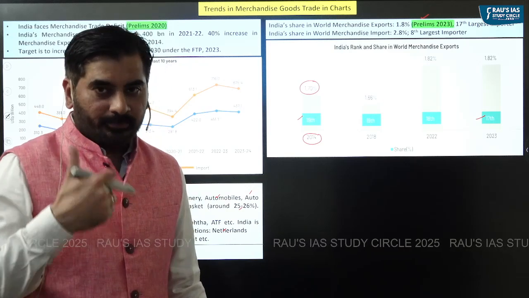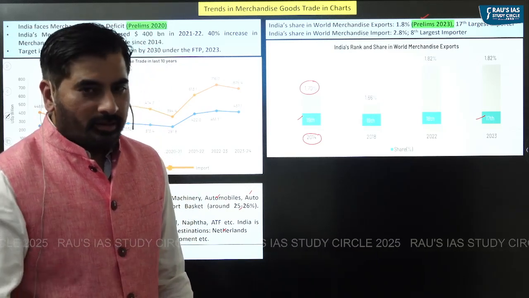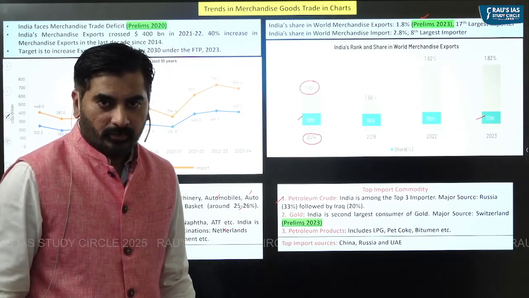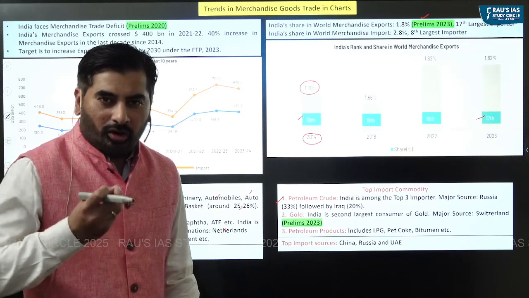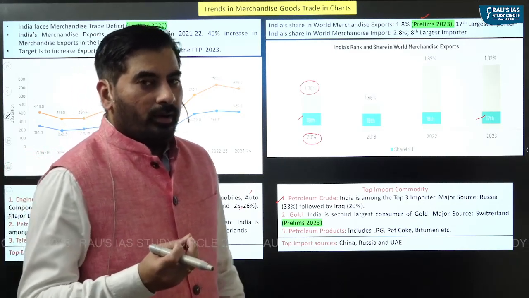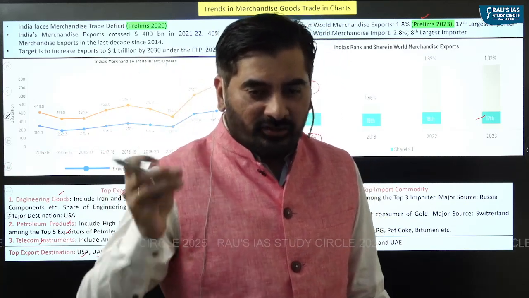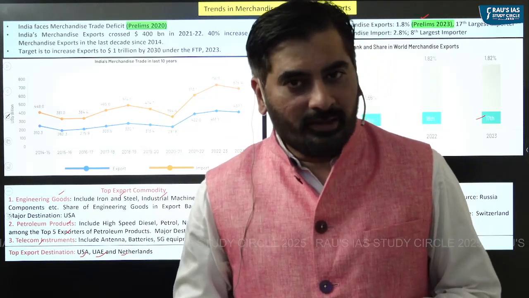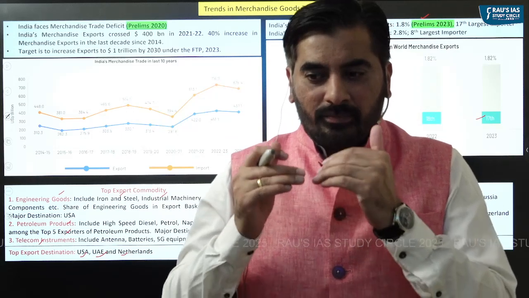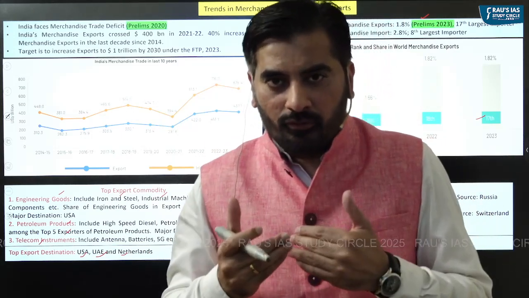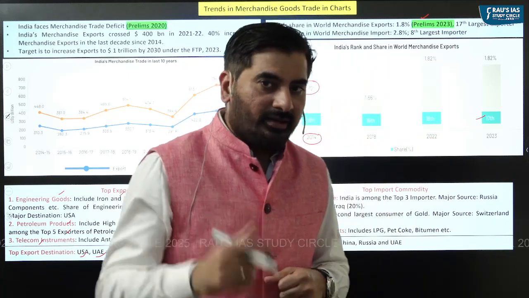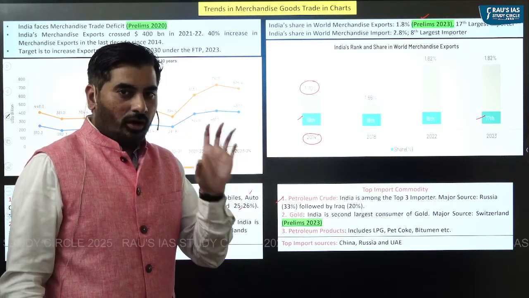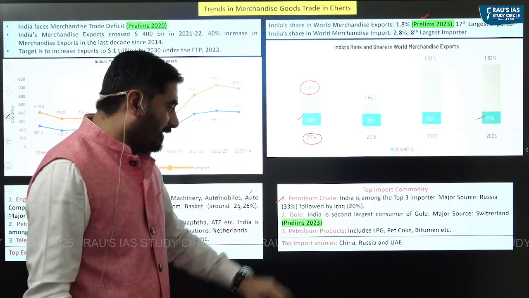As far as import of commodities is concerned, the topmost import commodity is petroleum crude. You must be knowing that because of the Russia-Ukraine war, because the US has put economic sanctions on Russia, India has been able to get crude oil from Russia at a discounted price. So over a period of time, the share of Russia in the import of crude oil into India has increased. In fact, it has increased to almost 33%. So right now, Russia is the topmost supplier of crude oil, followed by Iraq.